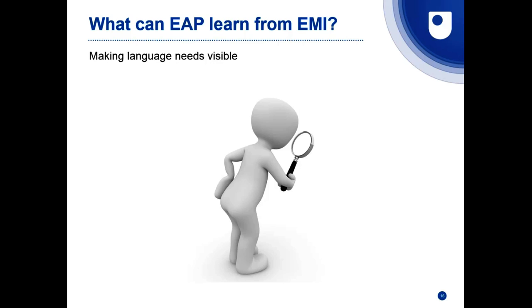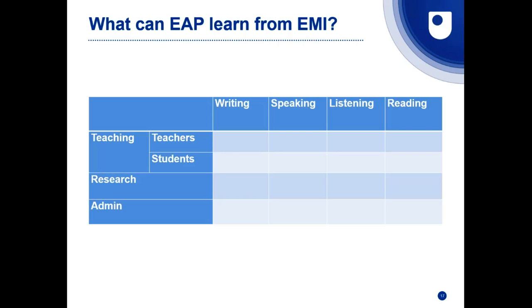So if you think of the activities that are undertaken and the skills that are needed in a higher education context, it might look something like this. The key activities undertaken are teaching, research, and administration, and the key skills that are needed are broadly writing, speaking, listening, and reading. And I hope it's fair to say that the EAP community has so far focused particularly on the needs of the students, in each of the four different skills to varying degrees.